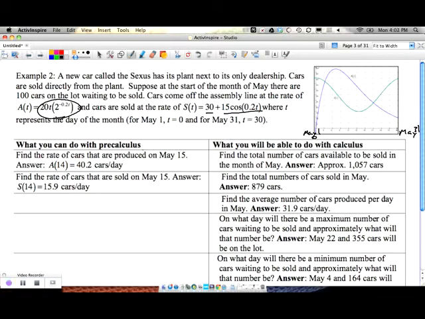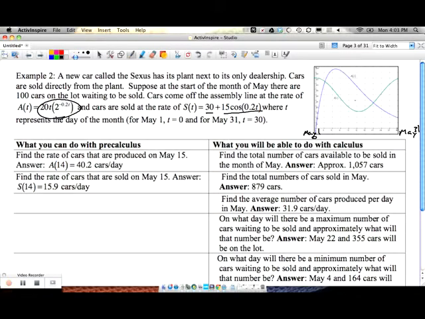What can you do with precalculus? Well, you can find the rate of cars produced on May 15th, and that's just by plugging it in. The rate of cars produced is this blue line. I know you don't have colors on yours, but it's the non-wave type form. It does have a curve to it, but this would be the rate sold. Oh, pardon me. That's not the rate sold. That's the rate created.